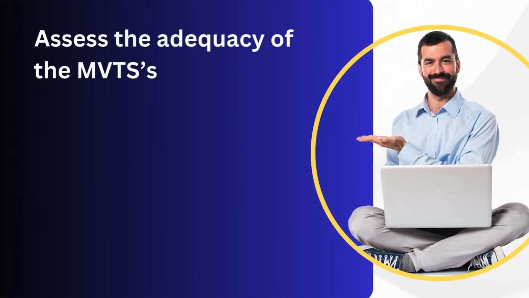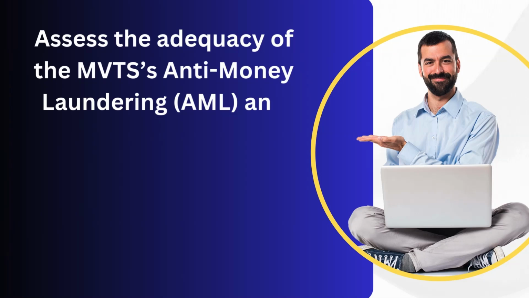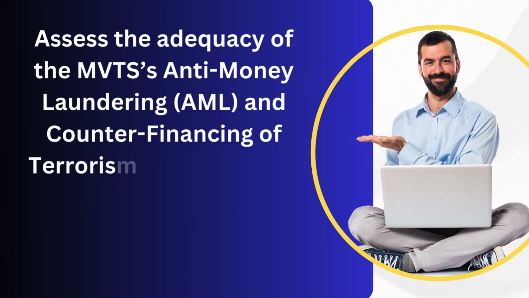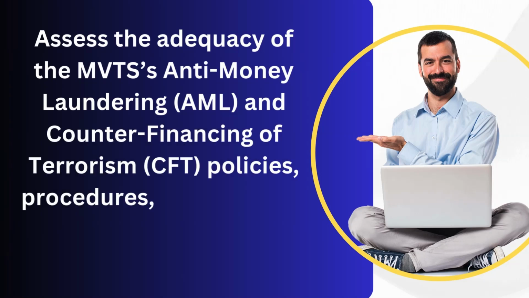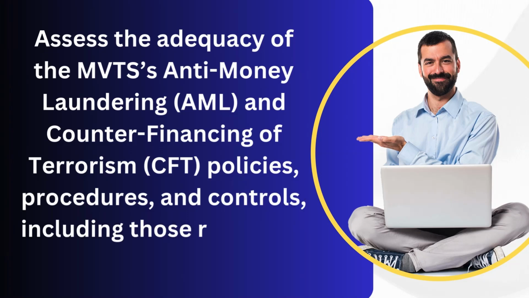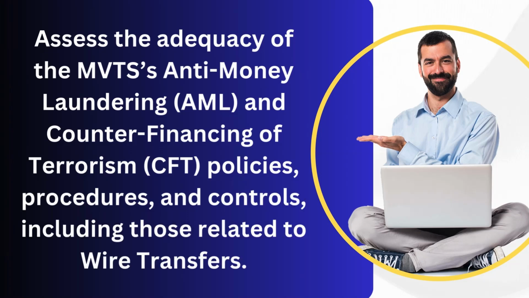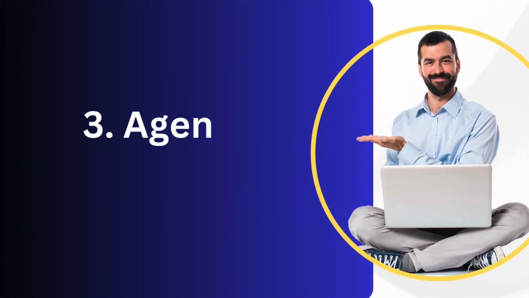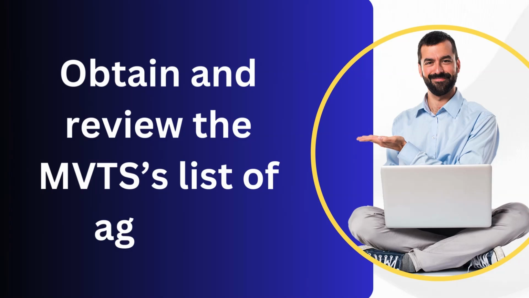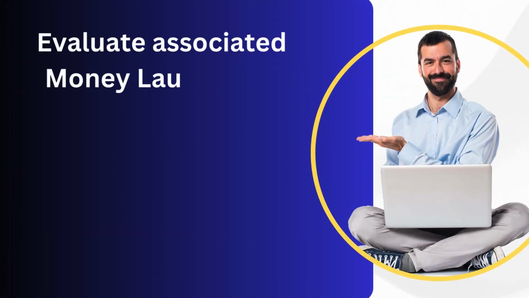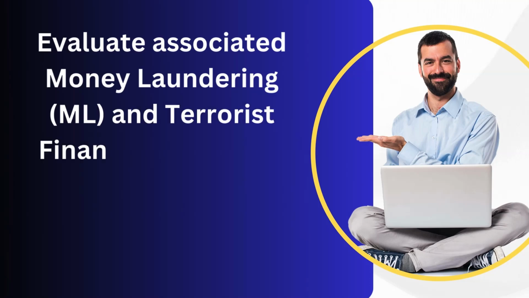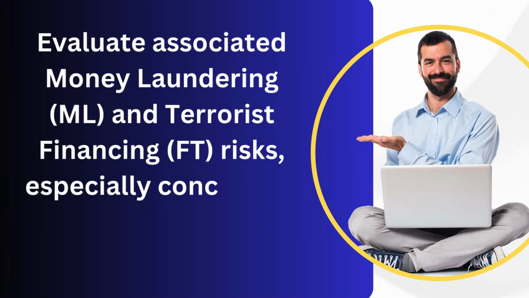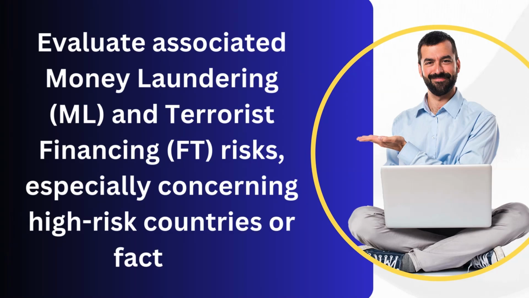Assess the adequacy of the MVTS's anti-money laundering, AML, and counter-financing of terrorism, CFT, policies, procedures, and controls, including those related to wire transfers. 3. Agent information. Obtain and review the MVTS's list of agents. Evaluate associated money laundering, ML, and terrorist financing, FT, risks, especially concerning high-risk countries or factors.